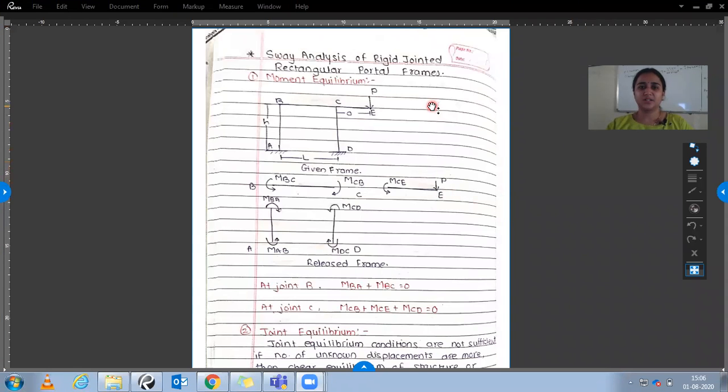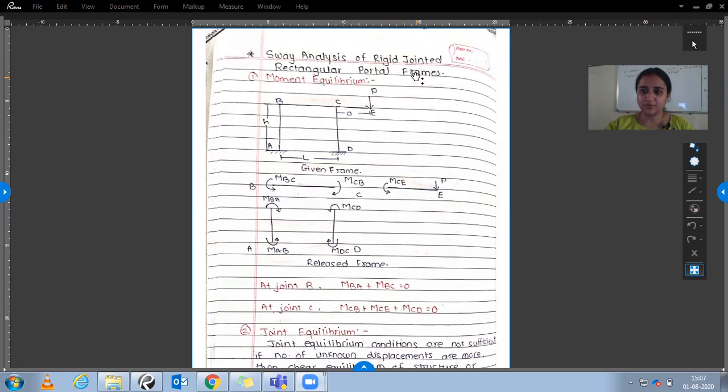Hello students, in this session we'll see about the analysis of portal frame, rectangular portal frame, by using slope deflection method. In the previous sessions we learned about the analysis of continuous beam by slope deflection method, and the same concept we are going to apply for the portal frame. So, sway analysis of rigid jointed rectangular portal frame.